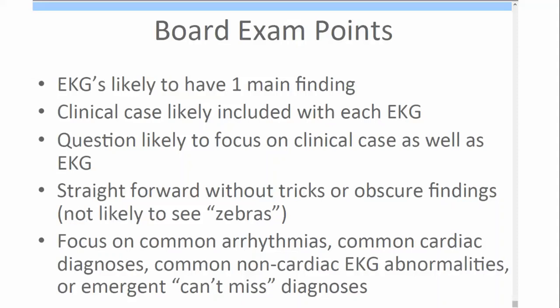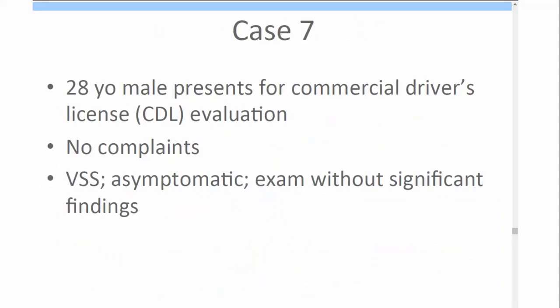But don't prepare for your boards looking for zebras. Okay? Prepare for your boards to look for the common arrhythmias, the common cardiac diagnoses, and some of the common non-cardiac EKG abnormalities. And just try to prepare for the emergent can't-miss things too. And we've tried to do all of those things in this review. So if you go through Part 1, 2, and 3, it's my hope and prayer for you that you'll crush your EKG questions on the boards, and you'll just super crush any ACLS tests that you might have to have, because we put a lot of stuff in these reviews. So that being said, let's look at case number 7.